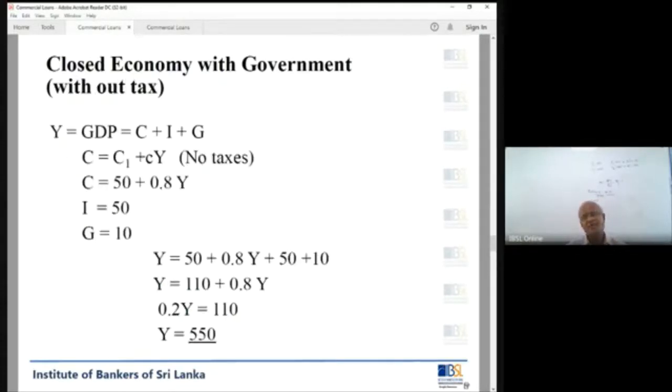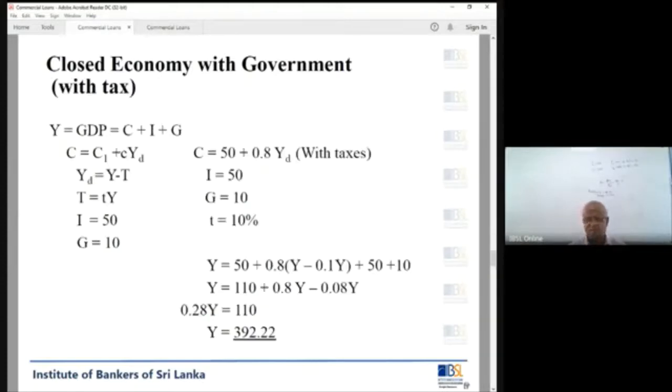Now this without-taxes case is very easy. Handling is very easy, you know. But in examining the real world situation, we have to pay taxes. The without-tax model is funny. Government cannot live without taxes. Next, we come to the model with taxes. Earlier I said there are two types of taxes: lump sum tax and proportional tax.